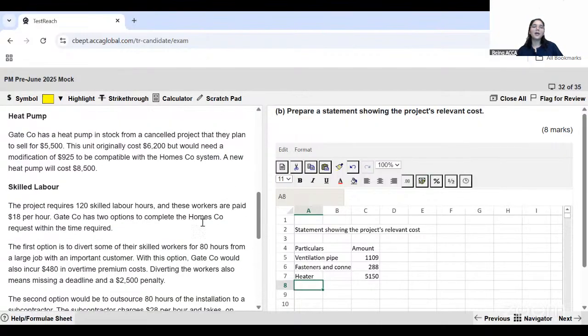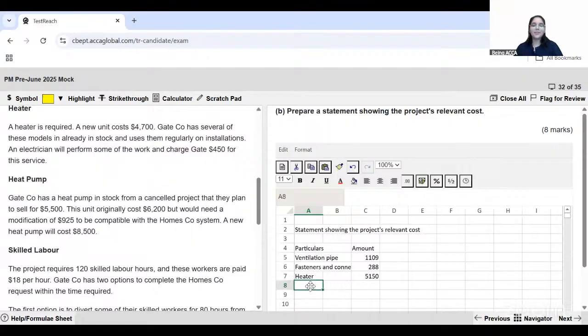Then let's talk about heat pump. So with respect to heat pump, let's read the information. Gate Company has a heat pump in stock from a cancelled project that they plan to sell for $5,500. So if I do not use this particular heat pump in this project, then I can sell it for $5,500. And if I use it in this project, I will no longer earn these $5,500.